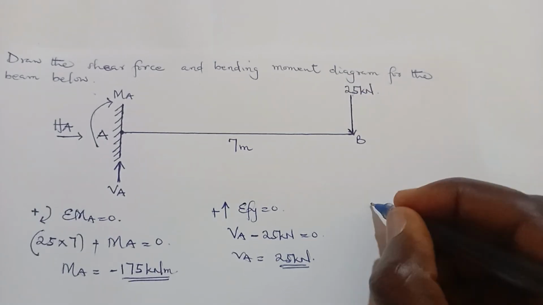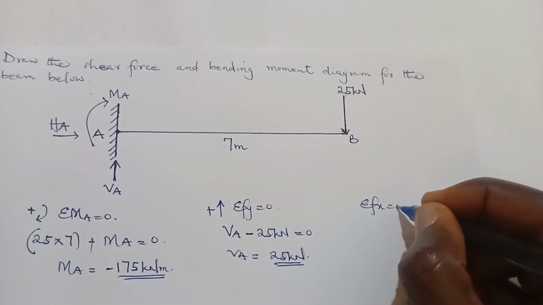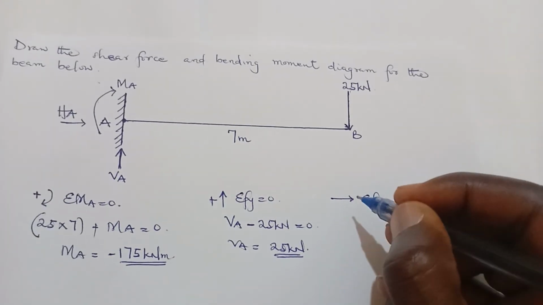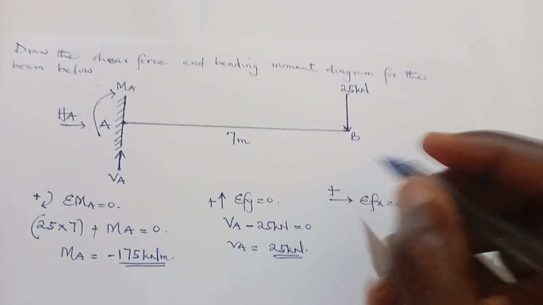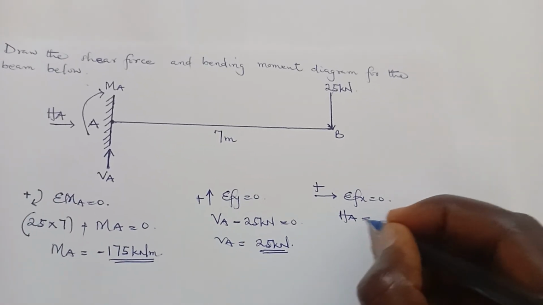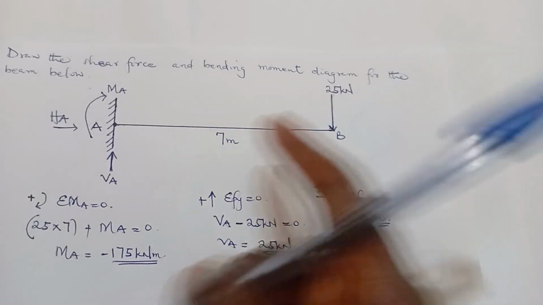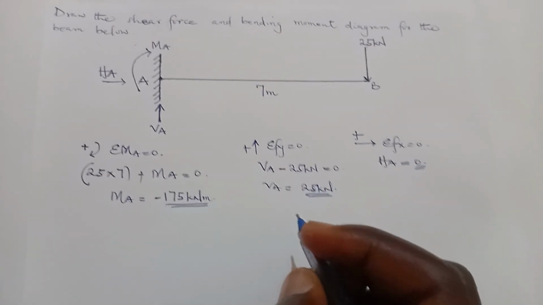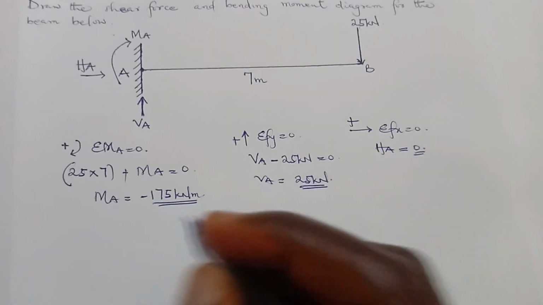Now let's find HA. So we sum horizontal forces and we equate it to 0. Let's take forces moving to the right direction as positive. So HA is positive, and it will be equal to 0 because that's the only horizontal force there. Good. We are done calculating the support reactions.